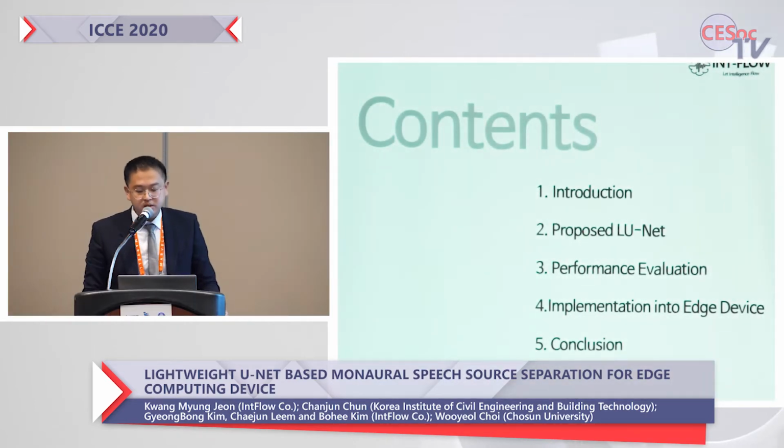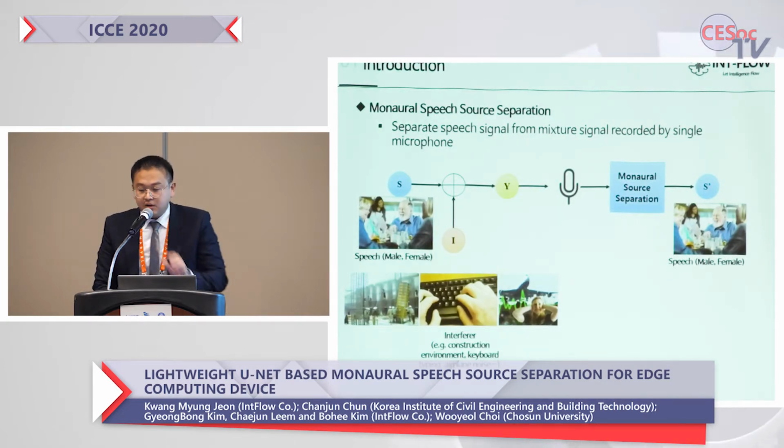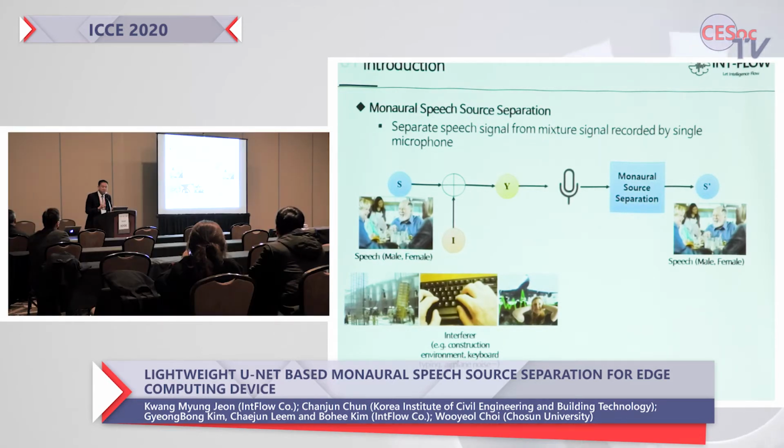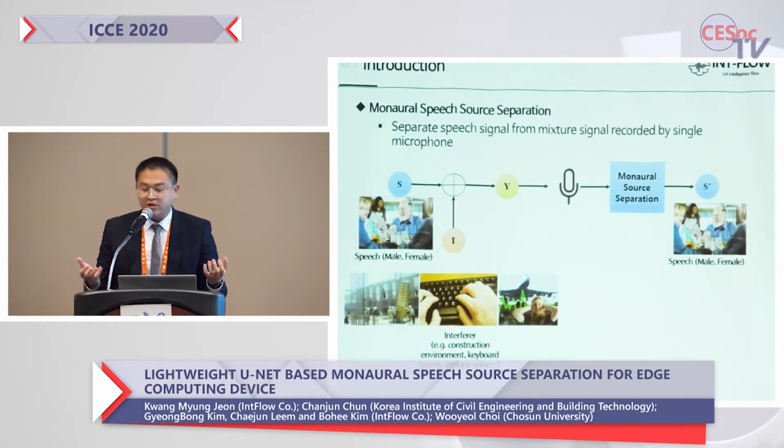Here's the content, as you can see. I'm going to start with a definition of monaural source separation in my research. First, let's assume the speech source is interfered by noise such as environmental noise in a construction site, keystrokes from keyboard typing, or airplane noise, etc. Those interferers are mixed with the speech source, and this kind of mixed signal is normally recorded by a microphone.